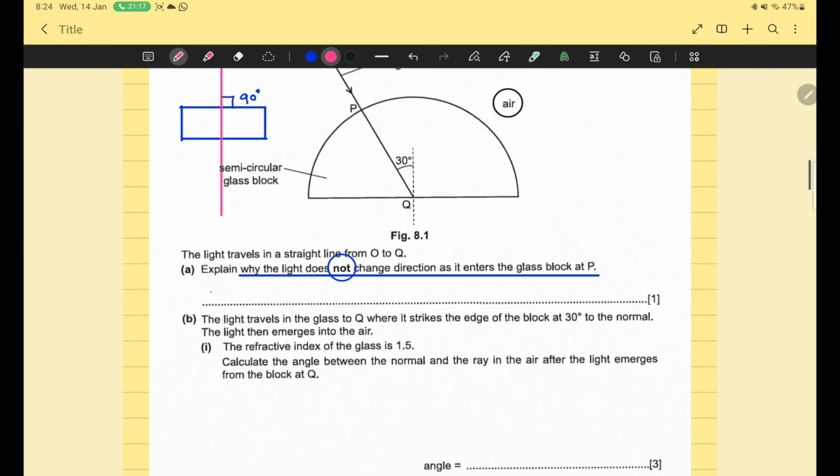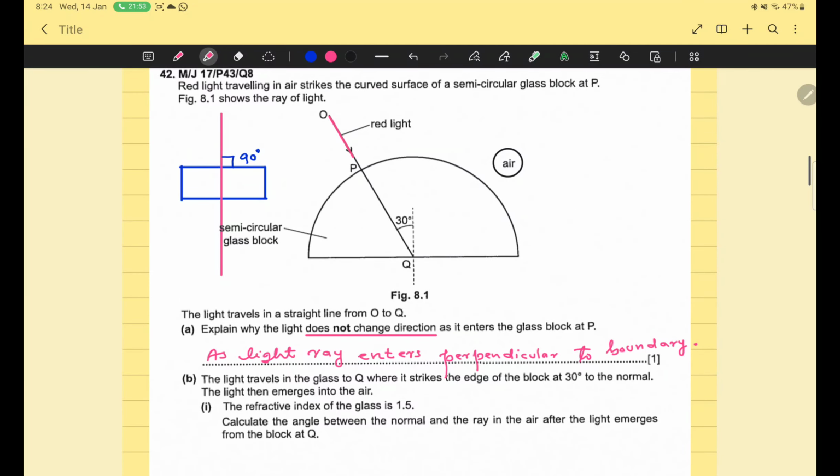So the answer is, as the light ray enters perpendicularly to the boundary. When light is incident at 90 degrees, when light enters perpendicular to the boundary, it does not change direction. It does not change direction if the light is incident at 90 degrees.